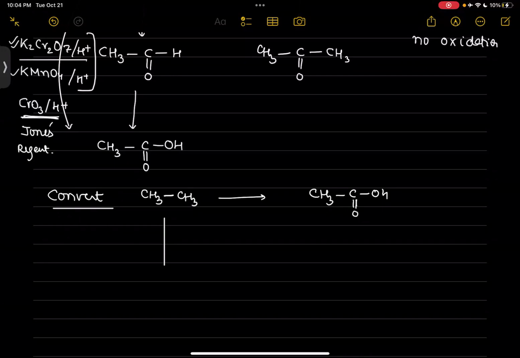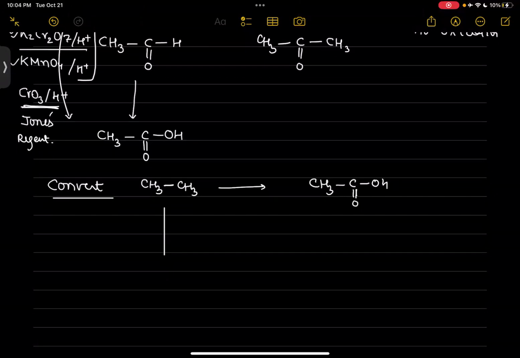Got it? So how will we convert it to ethyl chloride or bromide? Jaslene, Aisha, Marwa, tell me. This is very, very important. So whenever you have alkane, use the photochlorination method. Got it? Take chlorine in the presence of sunlight or UV light, right? And that will convert the ethane to chloroethane.